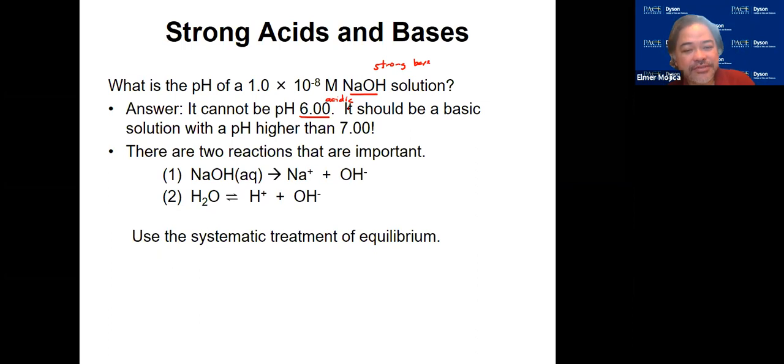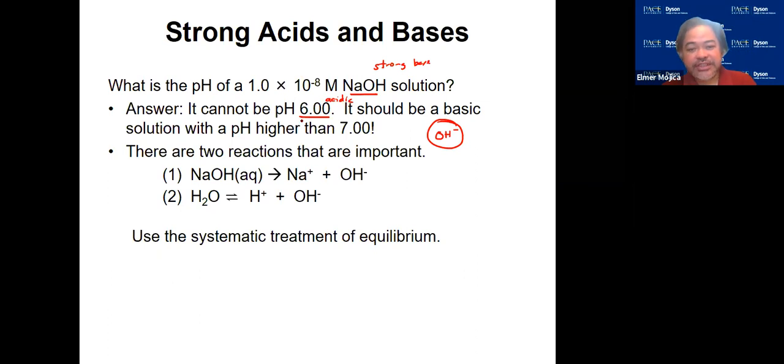Why? Because you have there a strong base. So what we have here is some sort of a problem wherein NaOH is not the only source of your hydroxide. Okay? So this is a case wherein you are in the intermediate concentration. So what do you need to remember if you have a situation like this? Because you cannot have a 1 times 10 to the negative 8 with acidic pH.